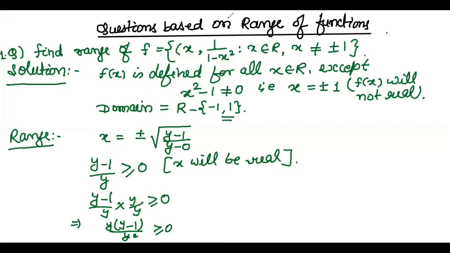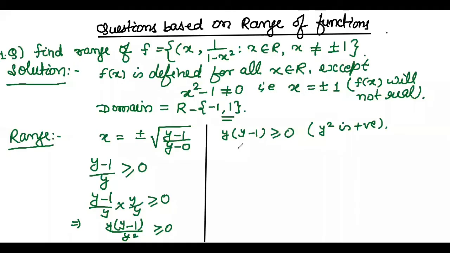So y² is positive. We will write here only y(y - 1) greater than or equal to 0, and we will avoid this y² part. I hope you all are getting it.